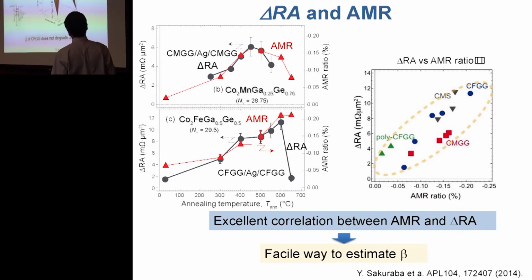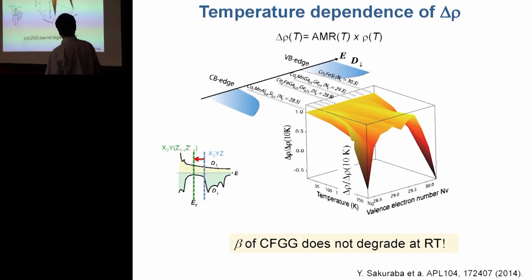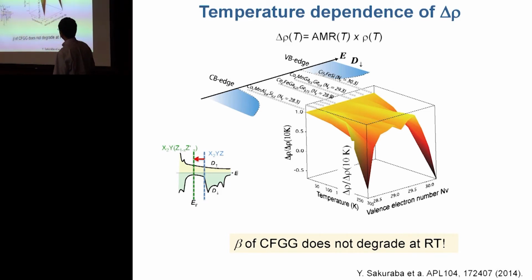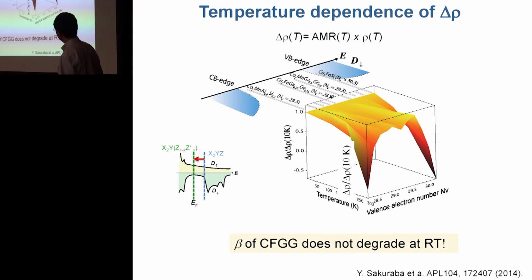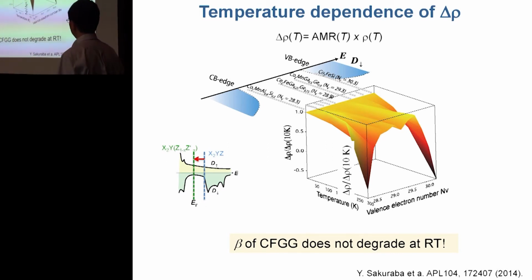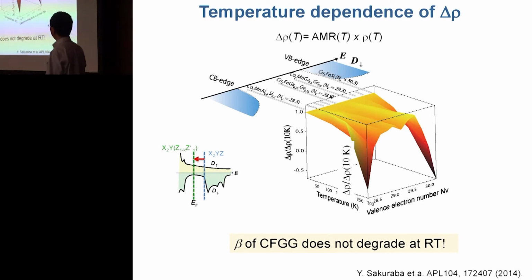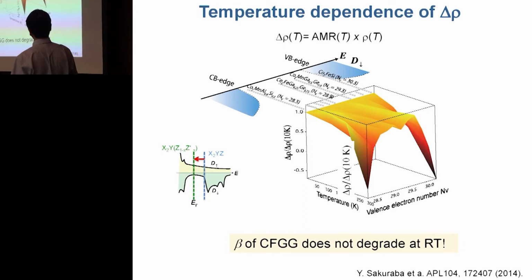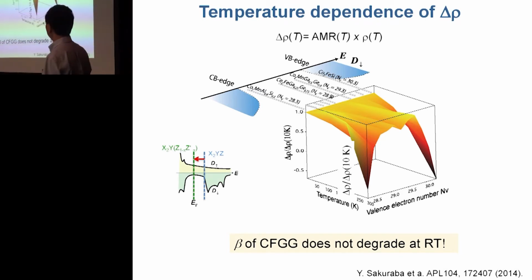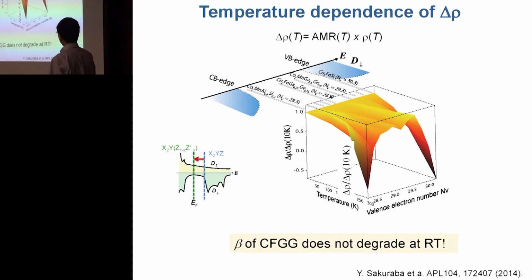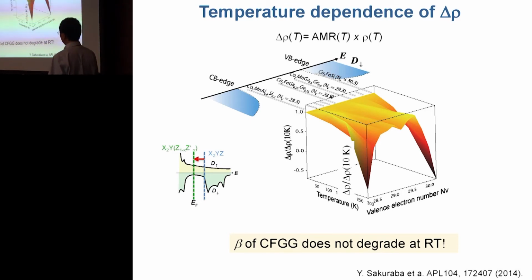So this is Sakuraba-san's work, and here is the Fermi level of various Heusler alloys, and this is the band gap. When the Fermi level is close to the band gap edge, the normalized anisotropy magnetoresistance shows large temperature dependence. That means the bulk spin polarization is substantially degraded at room temperature. But when we look at, for example, cobalt, iron, germanium, gallium, its Fermi level is in the center of the band gap. These materials do not show much dependence on temperature. Even if we go to room temperature, the bulk spin polarization does not appear to decrease.